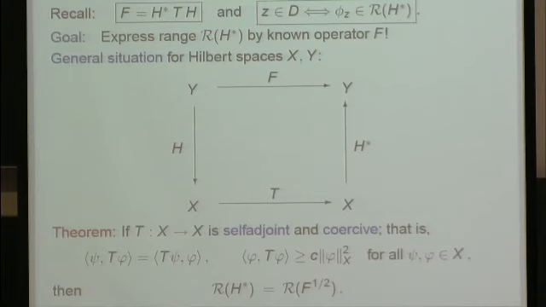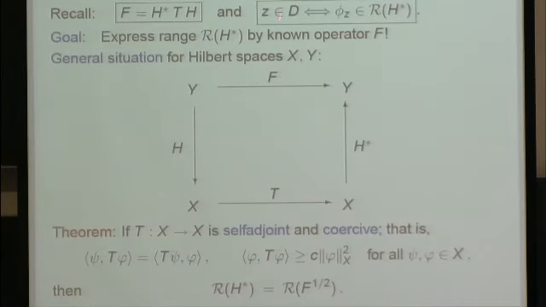And this is the first theorem, which is kind of simple. I gave you an idea of the proof yesterday. If T, this operator, is self-adjoint and coercive, then the range of H star is the range of the square root of this operator F. So if you know F, you know the square root of F by an eigenvalue decomposition of F. Yeah, if T is self-adjoint, then F is self-adjoint. So this is not the case in our scattering problem. Only in the Born approximation, F is self-adjoint, and then you can apply this theorem.